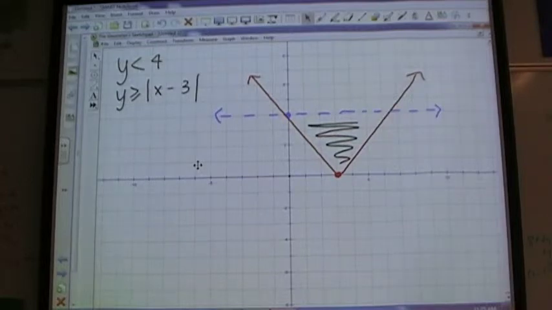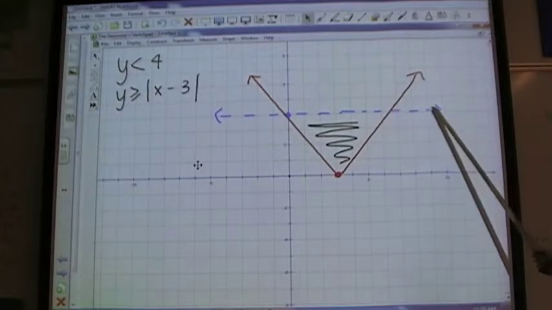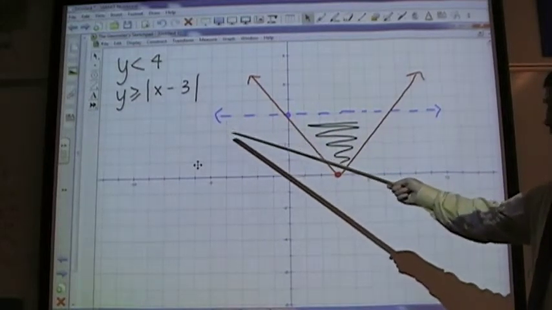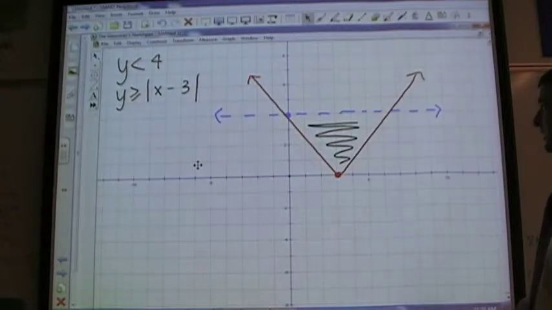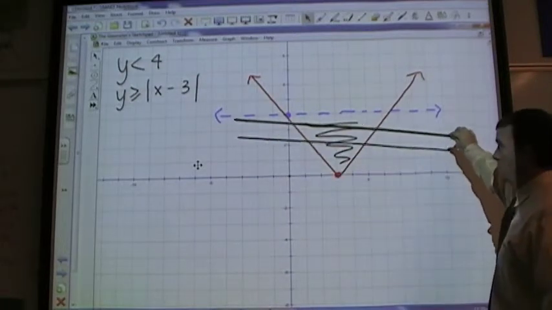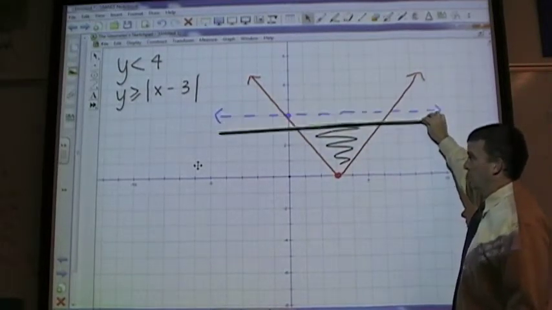y is less than 4. Whenever you have y equals a number, what type of line is it? It is horizontal. So we have a horizontal line going through 4. We know it's dotted because there's no equal to sign. And less than means you shade below it. So for this one, we're going to shade below this line.